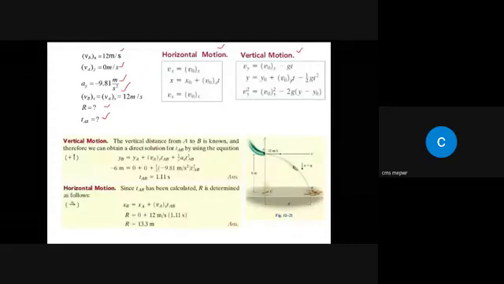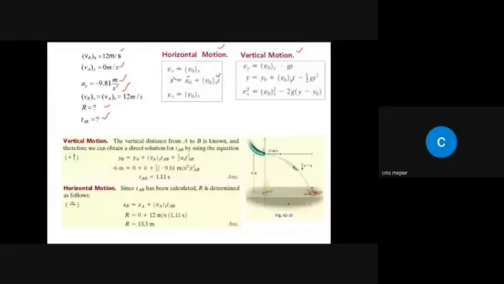So what are they asking for? They are asking for the time. So where can we find that time? If we use this equation, for example, we have x naught, but we don't have x and we don't have t.